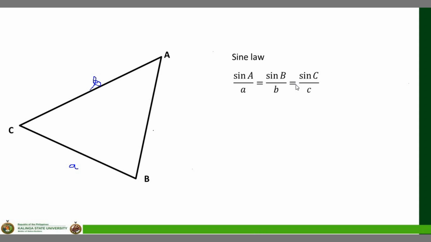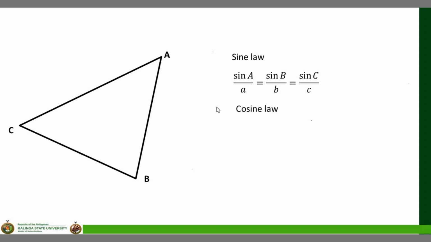So, if side C is unknown, we can use sine of A over A is equal to sine of angle C over side C. We can use this equation, this sine law, and then I can solve for side C here. Given angle A, side A, and angle C, I can solve for side C. That is sine law, used especially if your triangle is not a right triangle.